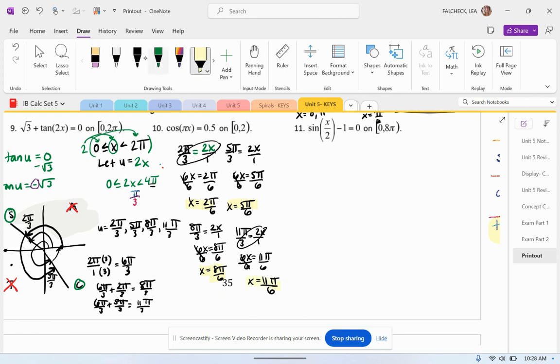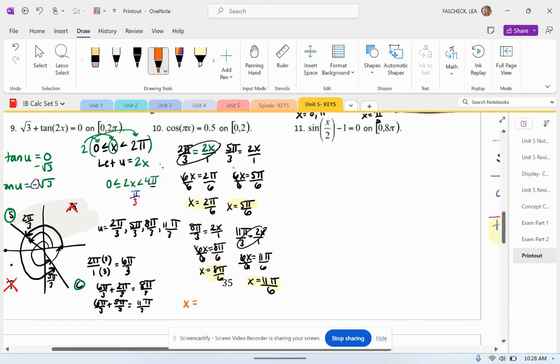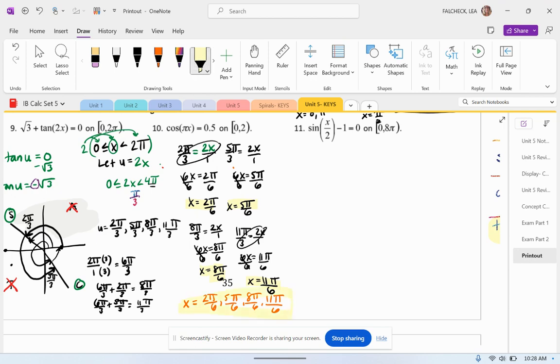Okay, so now I'm going to list these all in order. I've got x equals, are you ready? 2 pi over 6, 5 pi over 6, 8 pi over 6, and 11 pi over 6. Whew.